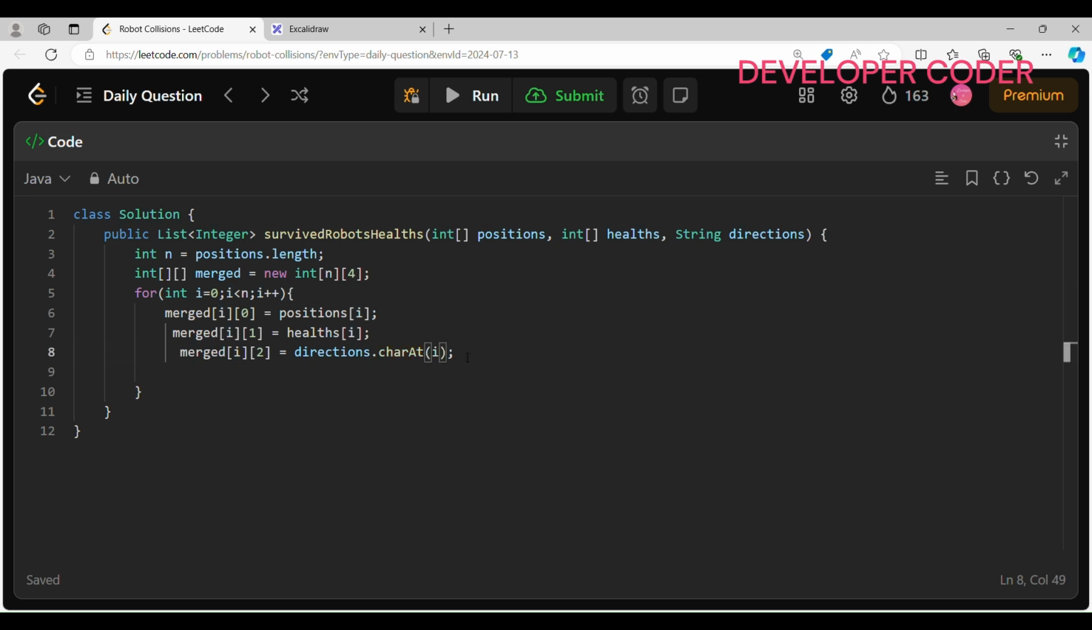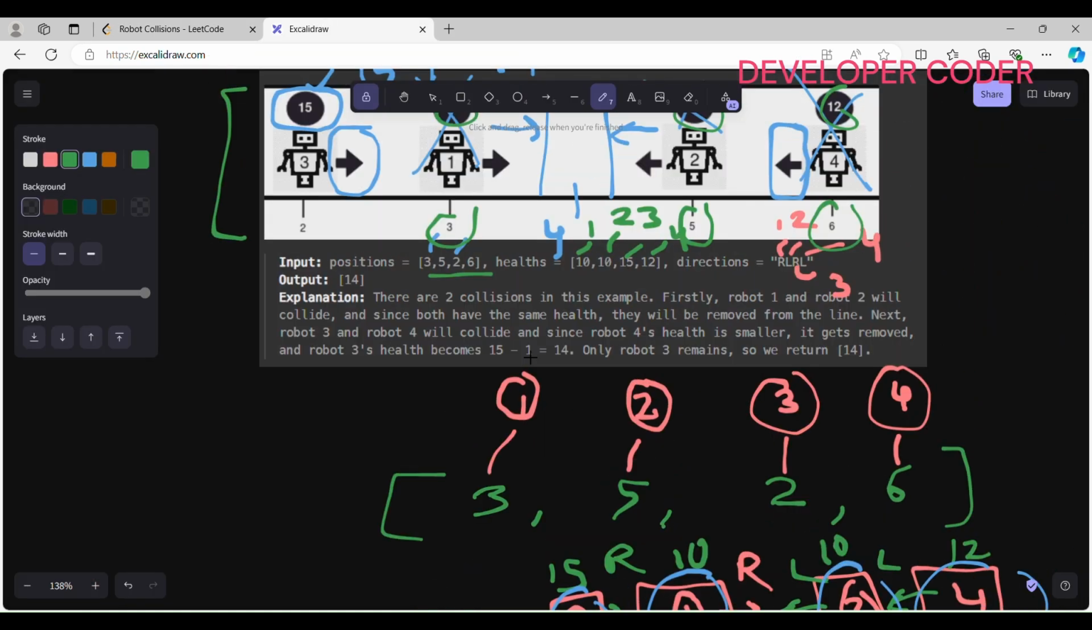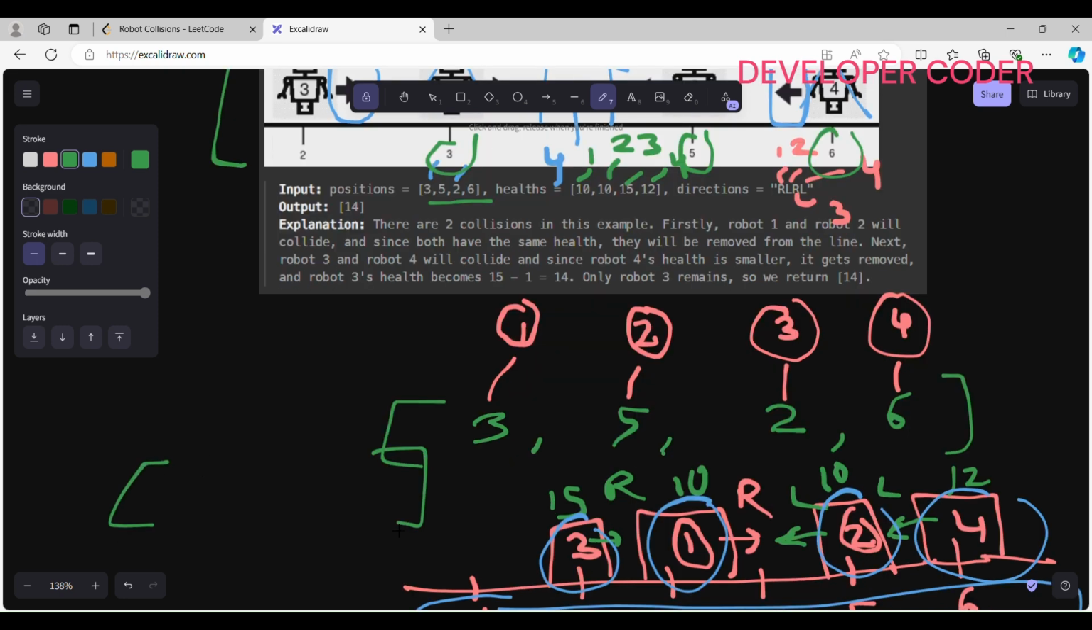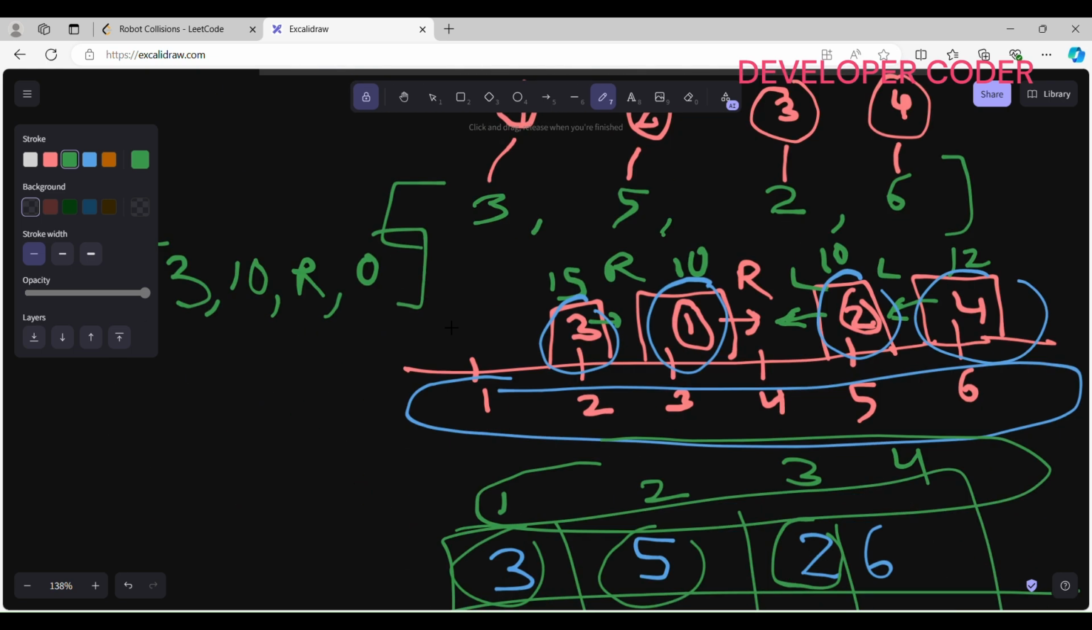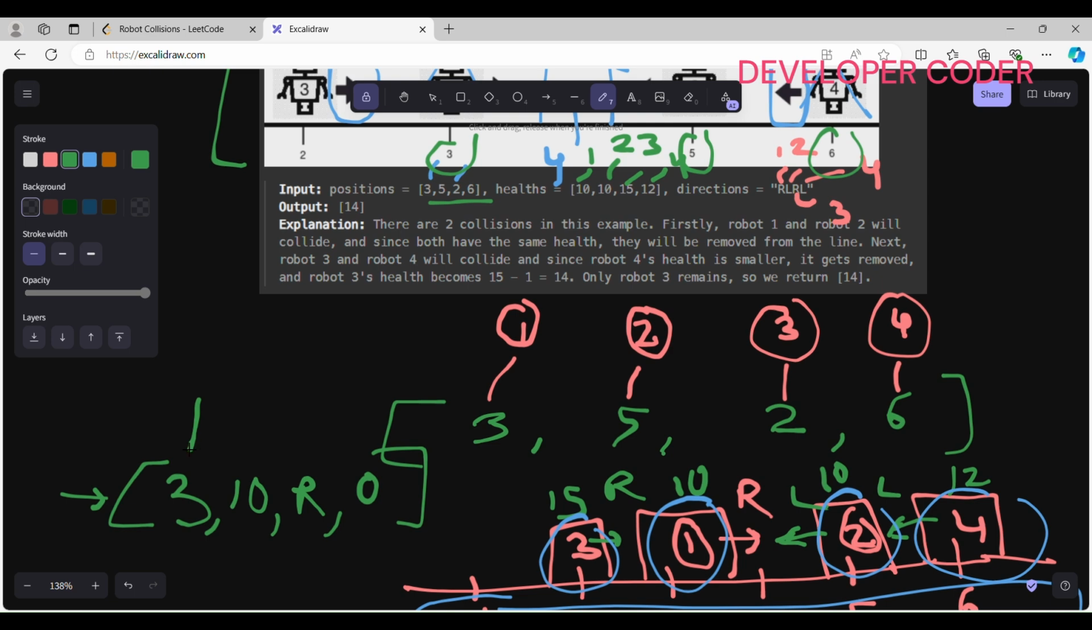And then I have to store the original index as well now. So let's store it here, merged of I of 3. So here I'm going to just store the original index. That's it. So this is how it looks, right? I'm creating my merged array. In the first row I'm writing position, then health, then direction, and then I am storing the index. So this is the order that I am writing: row 0, column 0, column 1, column 2, column 3. So this is done, right?